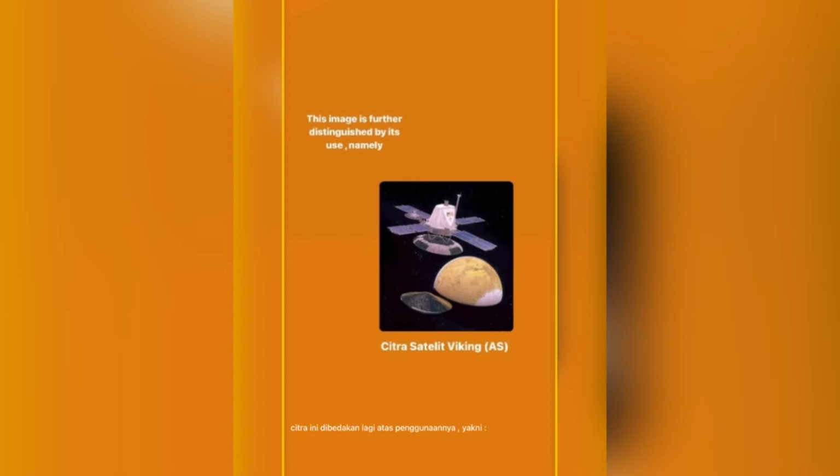This image is further distinguished by its use. First, satellite imagery for planetary sensing. Example, Viking satellite imagery from USA, Venera satellite imagery from Russia. Second, satellite imagery for weather sensing. Example, NOAA from USA, Meteor image from Russia.